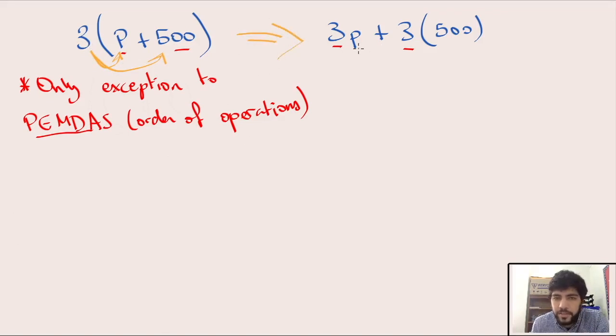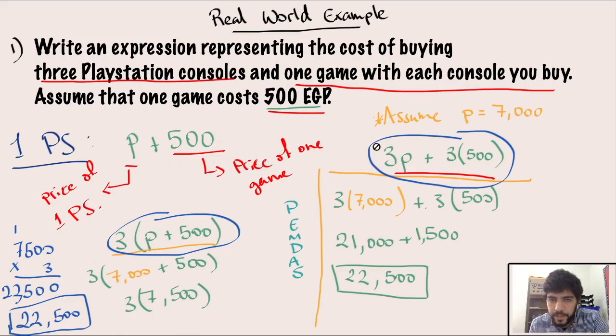3 times p is 3p. 3 times 500 is 3 times 500, which if we look back at the problem here, solving them would give you the same answer. And you can try this with any other expression, and we will in this video.